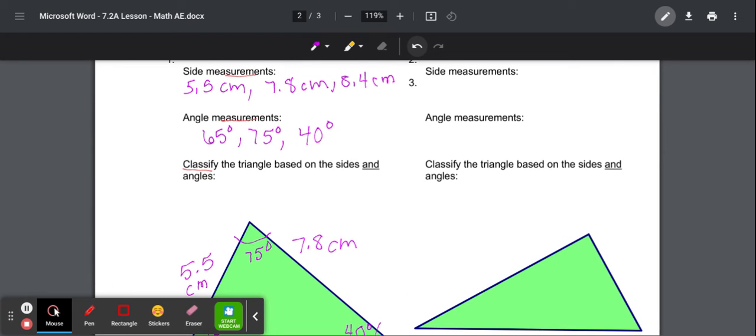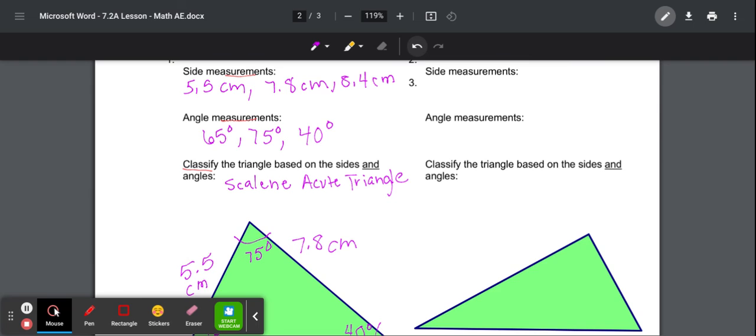To classify this, notice that none of the angles are the same. None of the sides are the same either. That means if none of the sides are the same, this is going to be a scalene triangle. And then the angles, notice how they are all less than 90 degrees. If the angles are all less than 90 degrees, that means this is an acute triangle. So this is a scalene acute triangle.